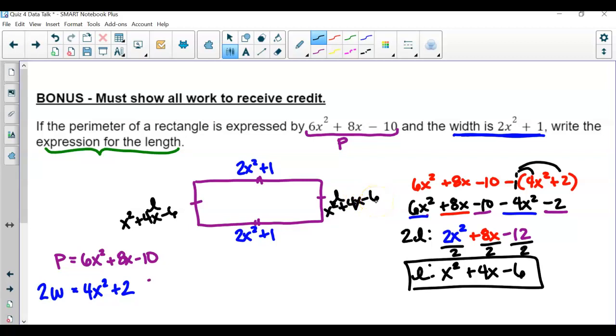Now, how can we go about checking our answer? Well, if you add up all 4 sides, you should get the perimeter of 6x squared plus 8x minus 10. So that's how here, guys, you could end up getting the length and then checking your answer.